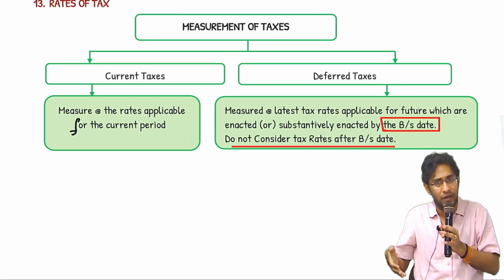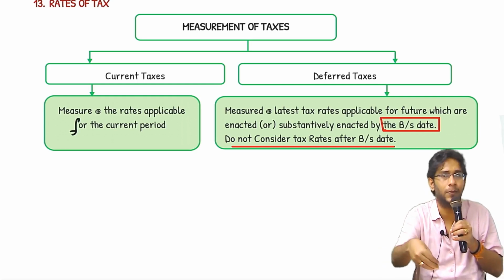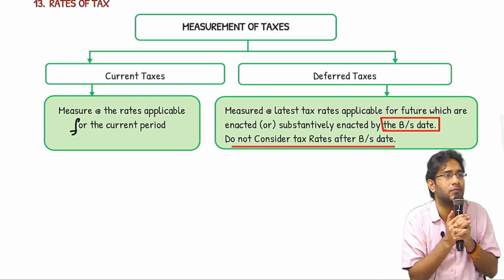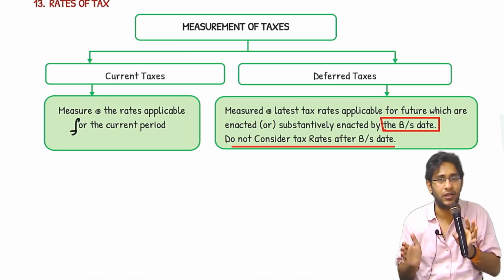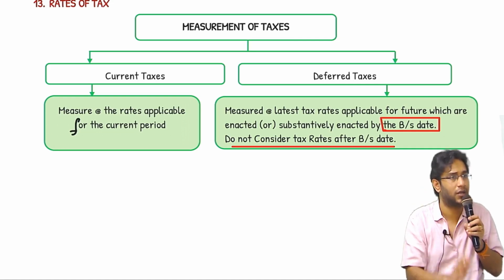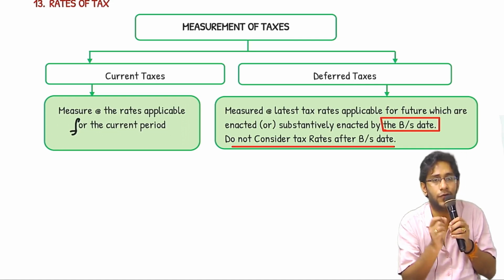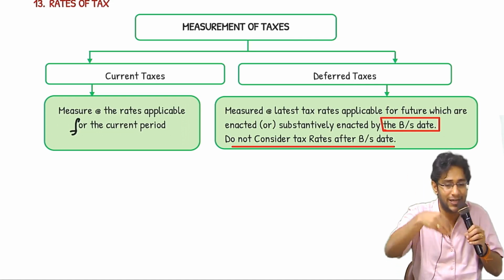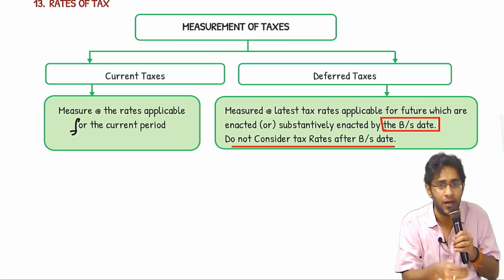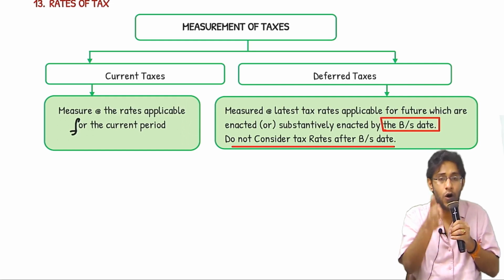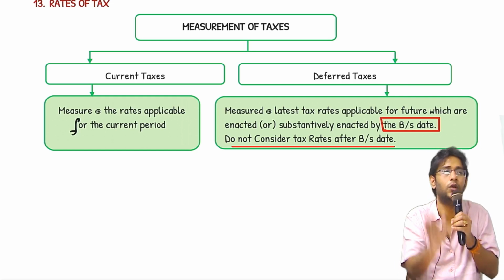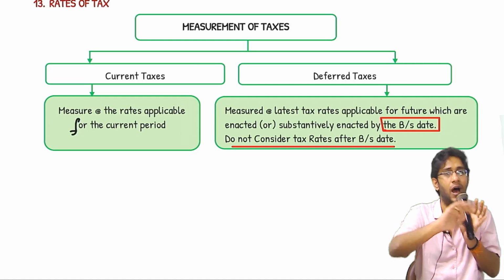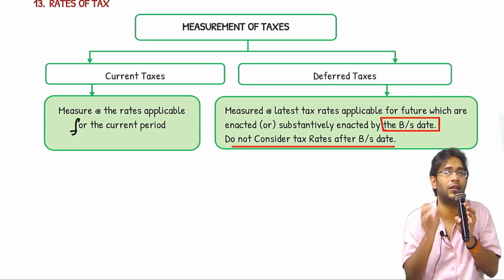But in this current financial year only, before 31st March, the Finance Minister presents the budget. In that budget, she said that next year tax rate is 40%. But for current year, it was 30% only. So, current tax you will measure at 30, but deferred tax you have to measure at 40%, because deferred taxes are future tax consequences. So, latest tax rates that are enacted or substantively enacted on or before the balance sheet date only you have to consider. You should not take the latest tax rate that is finalized after the balance sheet, before the date of approval. That is a non-adjusting event.